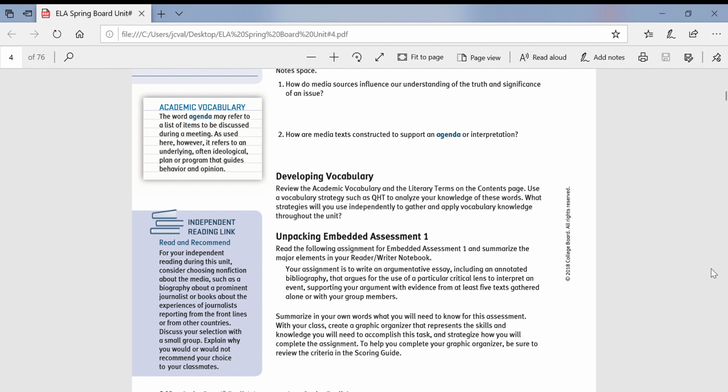Your assignment is to write an argumentative essay, including an annotated bibliography that argues for the use of a particular critical lens to interpret an event, supporting your argument with evidence from at least 5 texts gathered alone or with your group members. Although it says group members here, we're going to be doing this individually. We're not going to be doing this in groups.